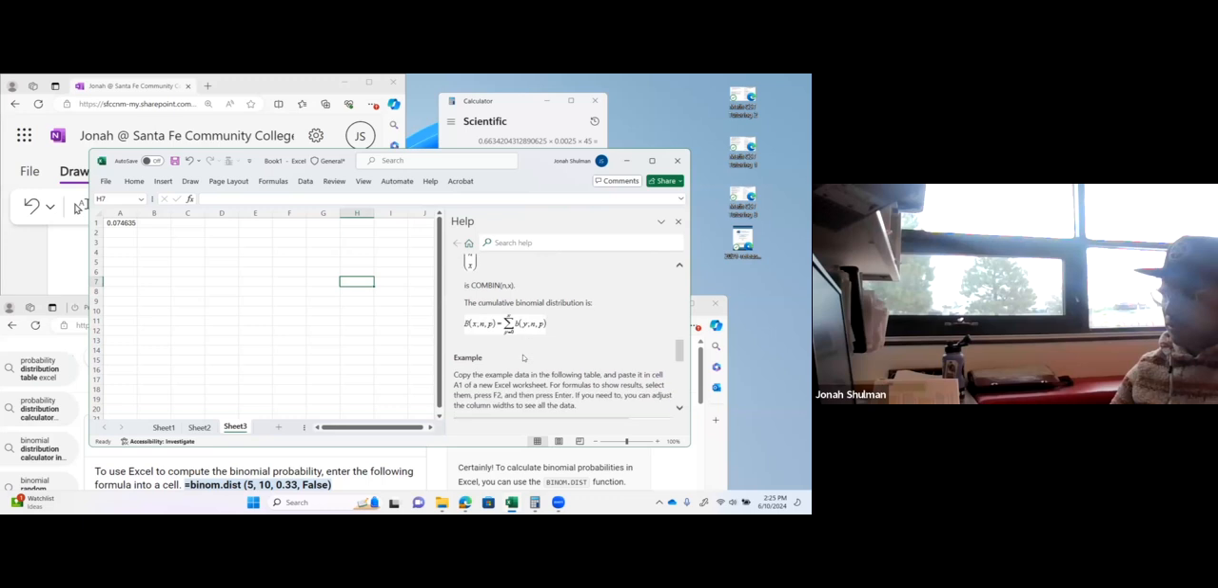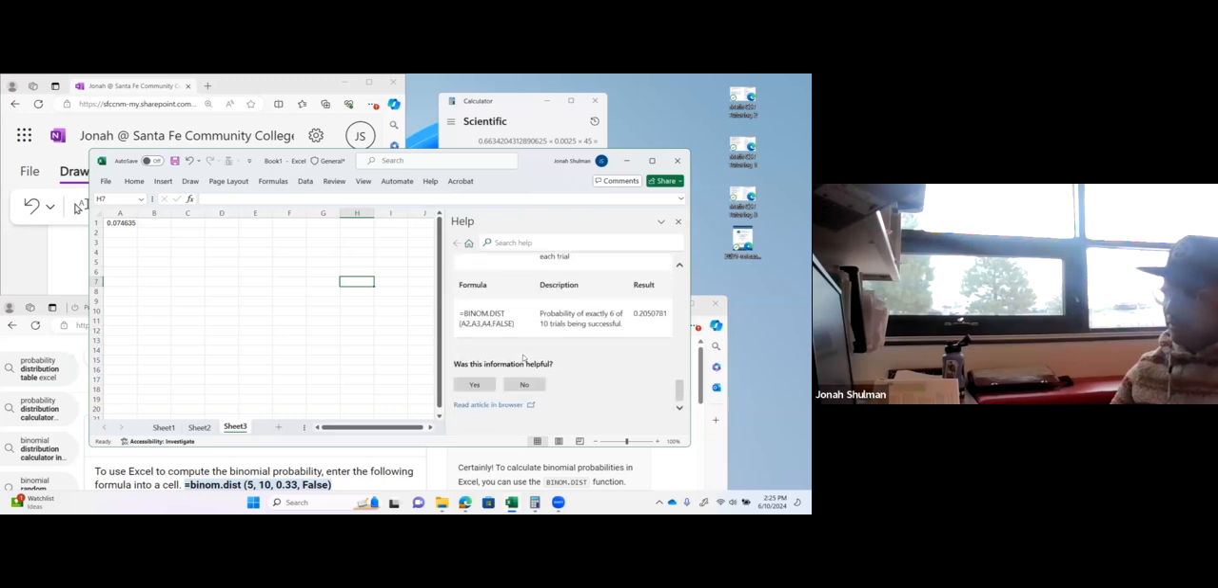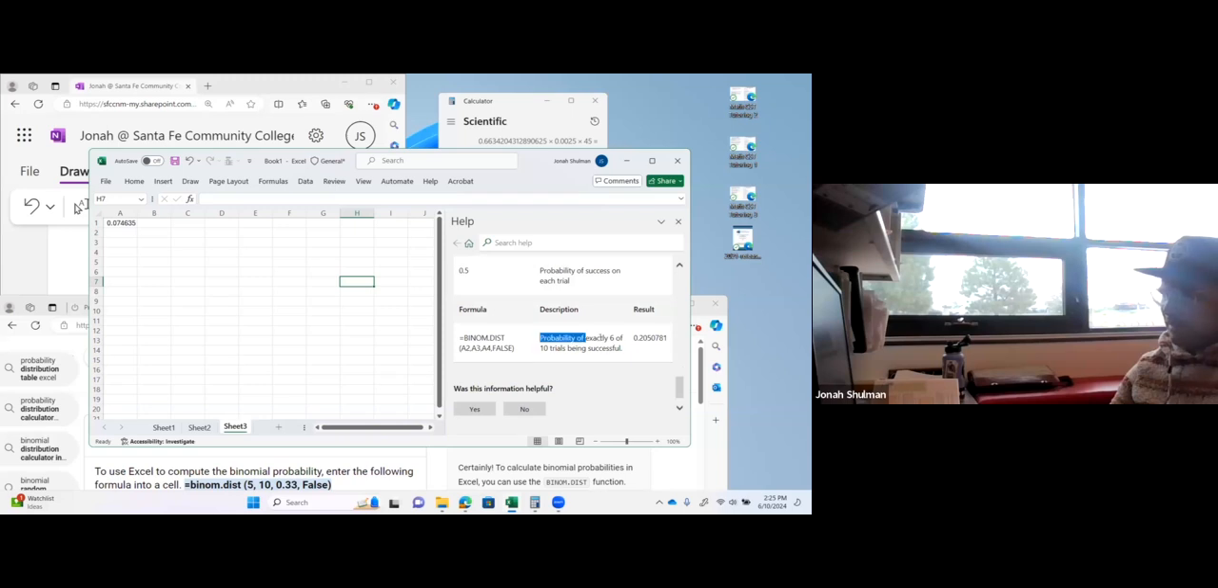And here's your formula. That's a combination. Let me give you an example. I like it. So exactly 6. So if we wanted at most 6, if we wanted 0 through 6, we would put true at the end. That was easy. So let's do it again.